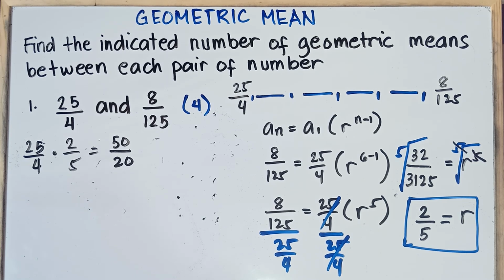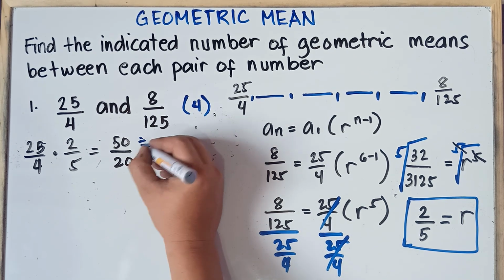Now you check, class. Can we reduce the fraction? If we can reduce, you always reduce the fraction to its lowest term. That's actually mandatory, class, in fractions. What is the greatest common factor of 50 and 20? Of course, that's 10, right?